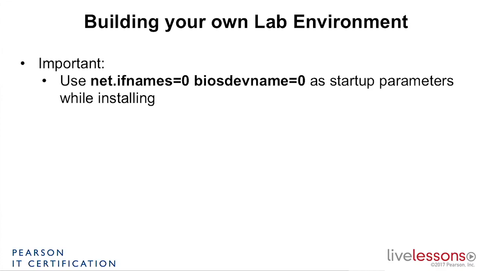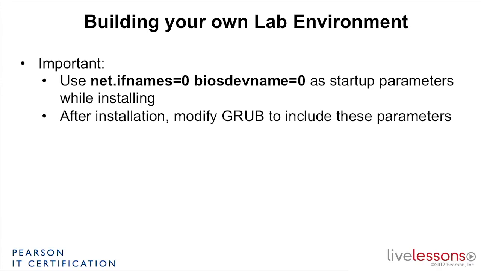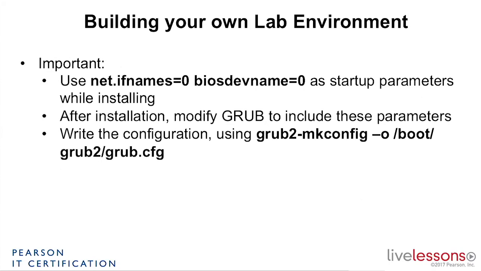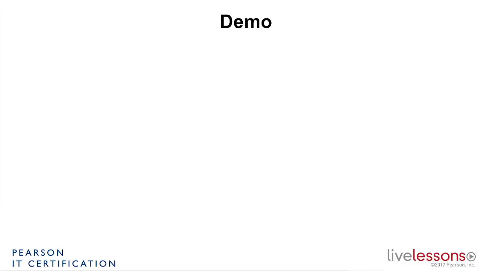In this lab guide, I'm using ETH0 and ETH1 as network device names. If you want to do the same, you should be using net.ifnames=0 as well as biosdevname=0 as startup parameters while installing your Linux distribution. I will show you how that works in the upcoming demo as well. After installation, you also want to make sure that these parameters are included in the grub configuration. The grub configuration is in /etc/default/grub, and to write the configuration, you would use the command grub2-mkconfig -o /boot/grub2/grub.cfg. That makes sure that your network cards come back as ETH0 and ETH1 and nothing else.